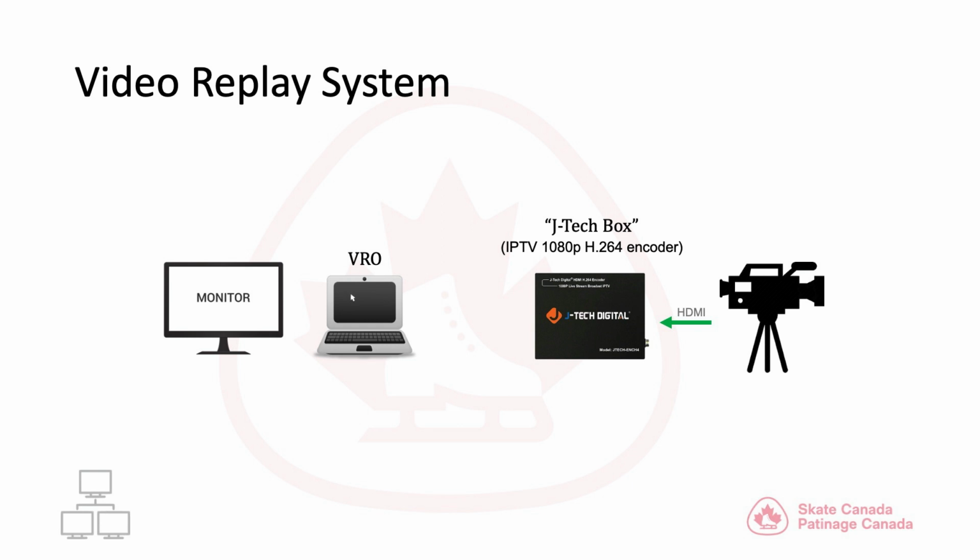So that H.264 video stream is received by our VRO computer and then translated or decoded from the H.264 format back into a video signal that can be displayed on the screen, and also manipulated using software, which in this case is a piece of software provided by the ISU called Cutter, or ISU Cutter. Under the direction of the TC, the video replay operator, or VRO, replays elements so that the technical panel can deliberate on the element calls.